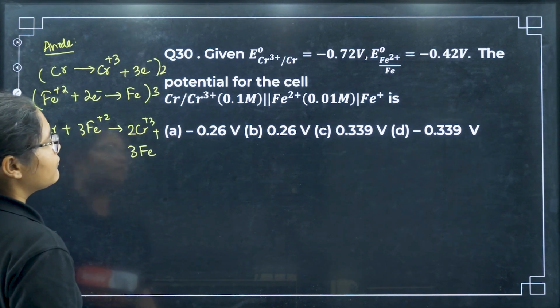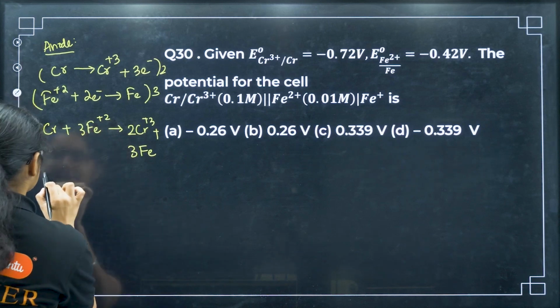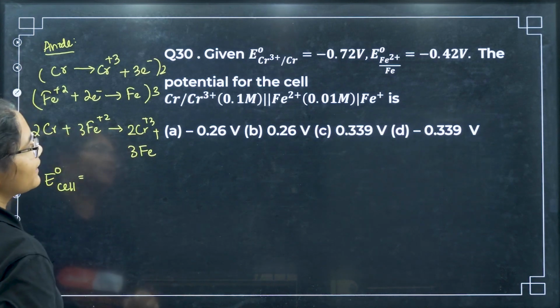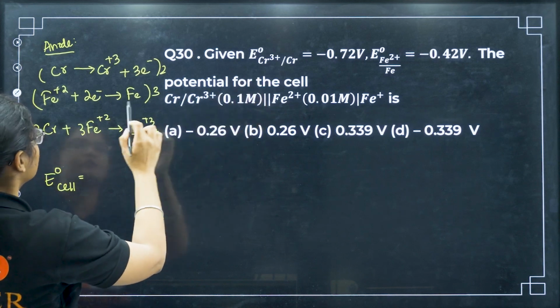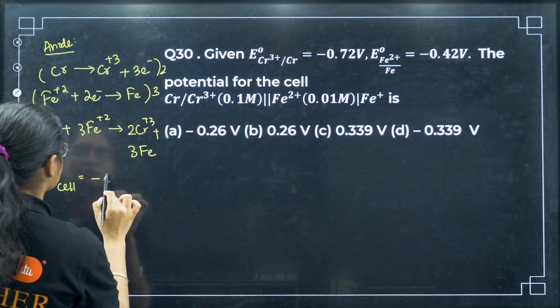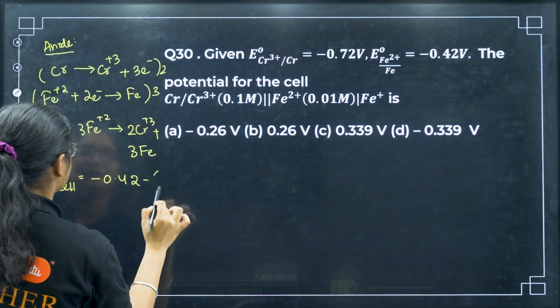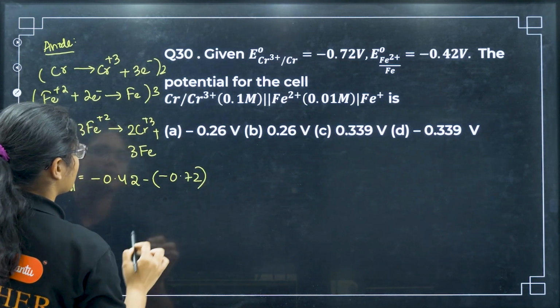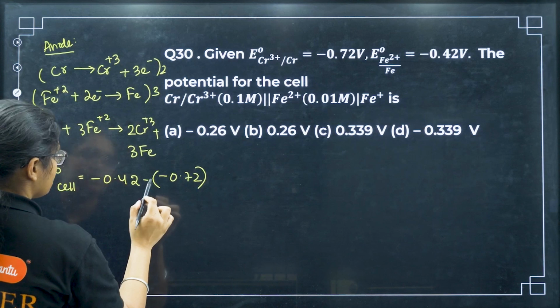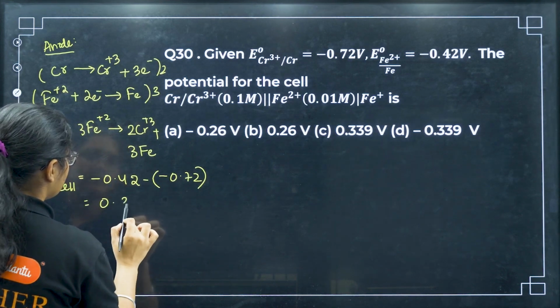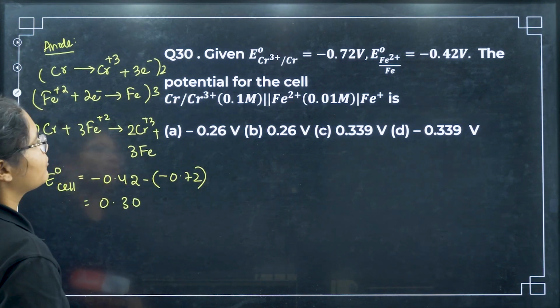Okay, now I want to write the E naught of the cell, that is E naught of cathode minus anode. So cathode minus anode. So cathode is minus 0.42, minus anode is minus 0.72. Okay, so I will get here 0.30. E naught of the cell is 0.30.